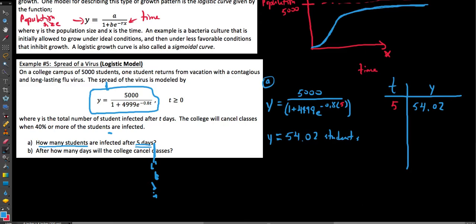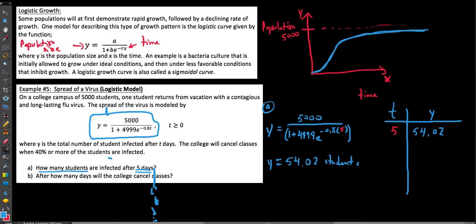For this next part, part B, it says after how many days will the college cancel classes? I hope you were paying attention, because this problem actually has an extra step. It says in the problem, the college will cancel classes when 40% or more of the students are infected. How many total students were there? There were 5,000. It's not that we don't know how many students need to be infected before they cancel classes, that's 40%. It's just that we need to find 40% of the total population.